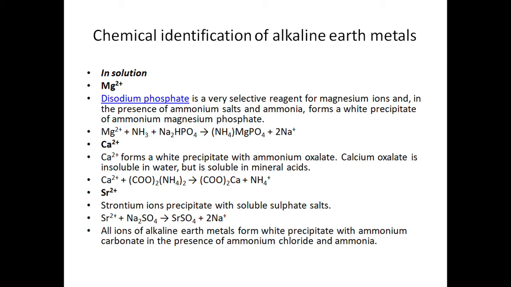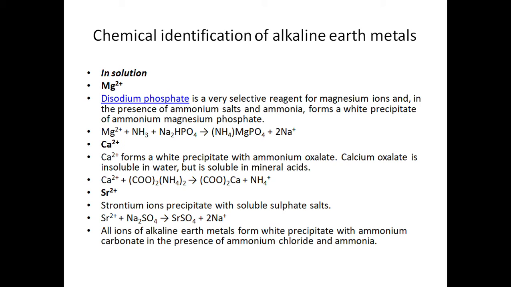Now, how these elements in the form of ions in solution can be identified with the help of their specific selective chemical reagents. Like magnesium ions: disodium phosphate is a very selective reagent for magnesium ions, and in the presence of ammonium salts and ammonia, it forms a white precipitate, that is ammonium magnesium phosphate. Here we see the chemical reaction which takes place.